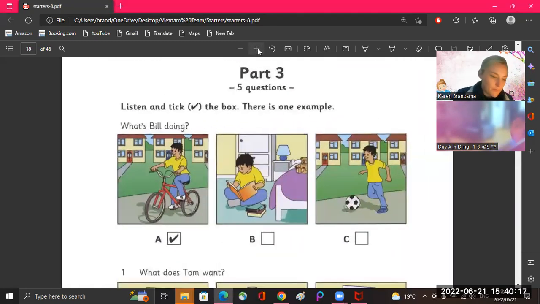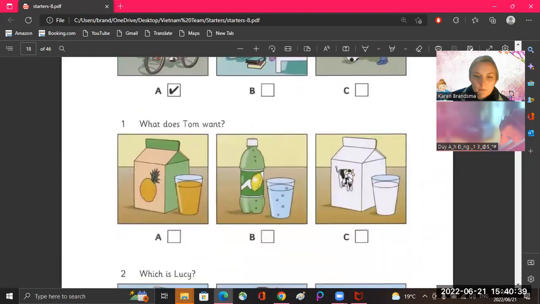Okay, let's do part 3. I'll go past the example. I'll try. The ice cream. No, that's Lucy there. Oh, no. Yes, the girl with... No, he's in the street. Oh, is he playing football? No, he's riding his bike.